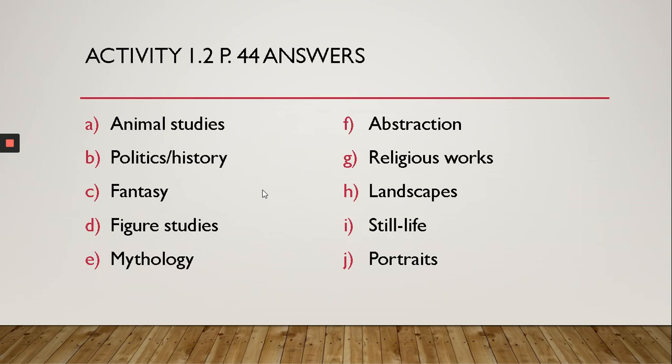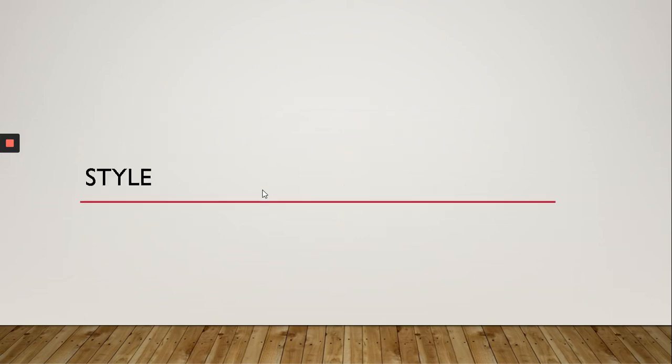So there's the answers for you. A would be part of animal studies, B, politics or history, C, fantasy, D, figure studies, E, mythology, F, abstraction, G, religious works, H, landscapes, I, still life, and J, portraits.